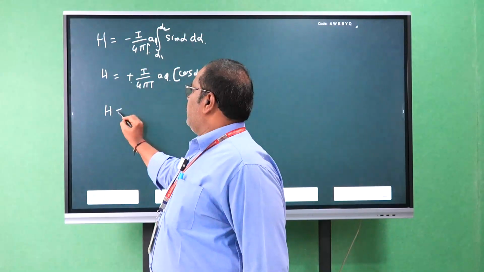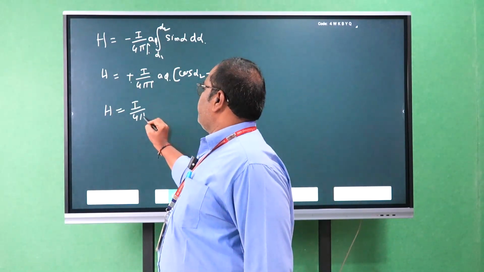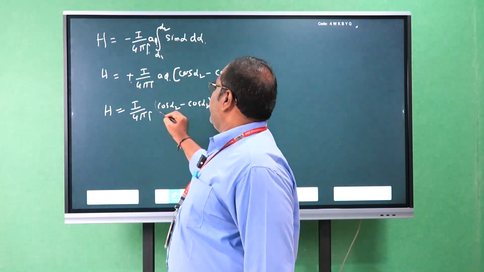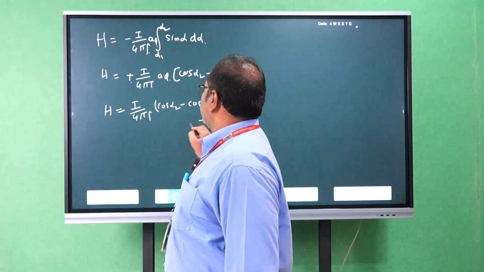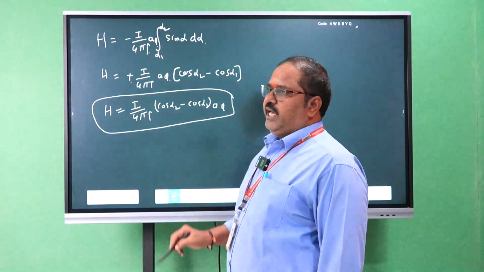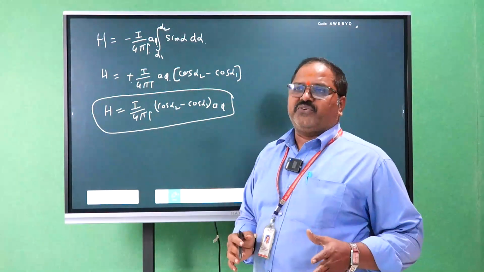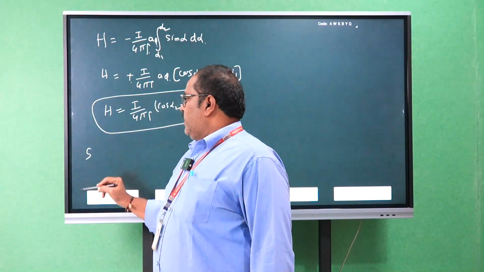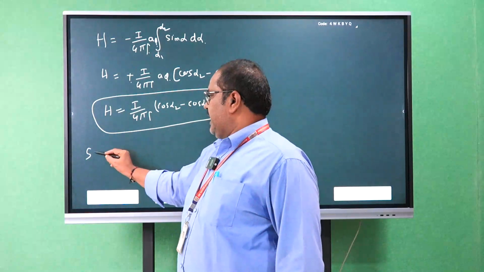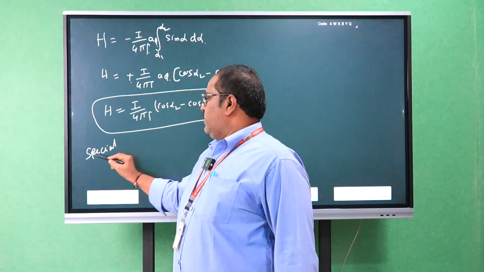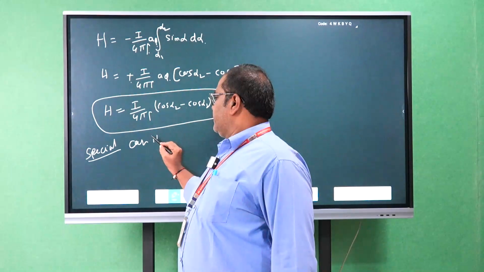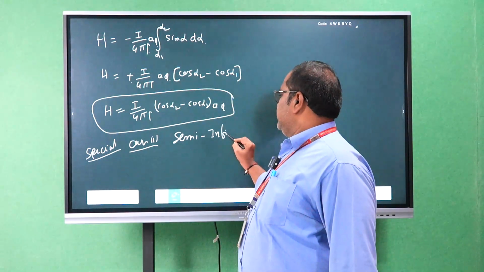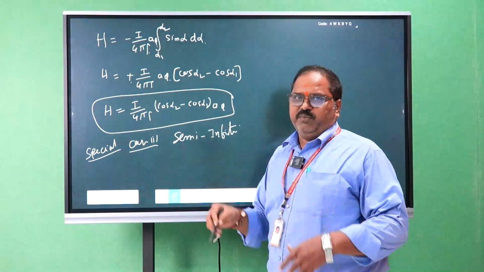Therefore, finally, the equation is H is equal to I by 4 pi rho, cos alpha 2 minus cos alpha 1, a phi. This is the final expression for the magnetic field intensity due to a straight filamentary conductor. For a straight filamentary conductor, you have two special cases. Case one is the semi-infinite case. The straight line is semi-infinite.